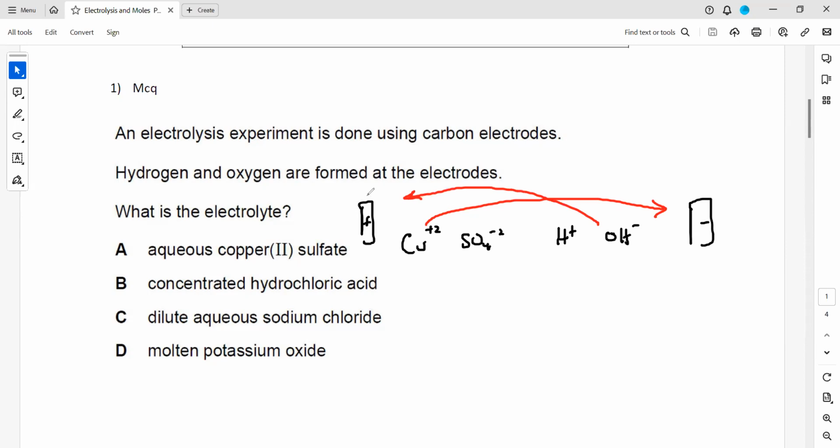Hydroxide will move, so the product will be oxygen, because of hydroxide. The other product won't be hydrogen; the other product will be copper. So copper and oxygen are the products, so it cannot be A.